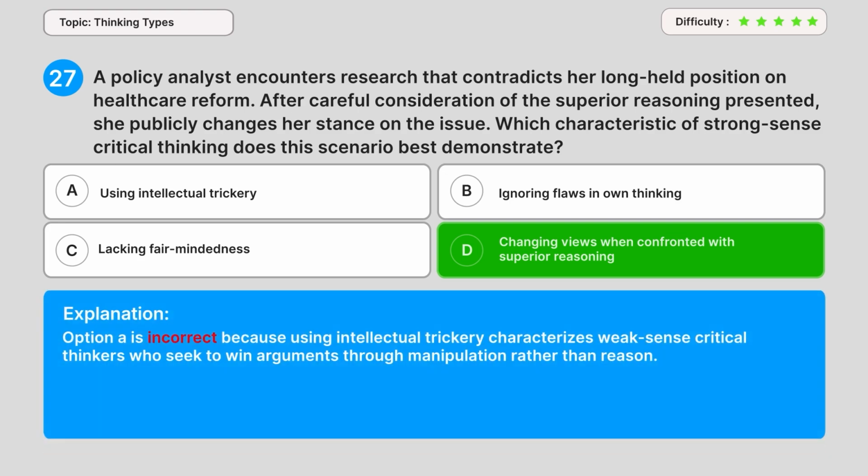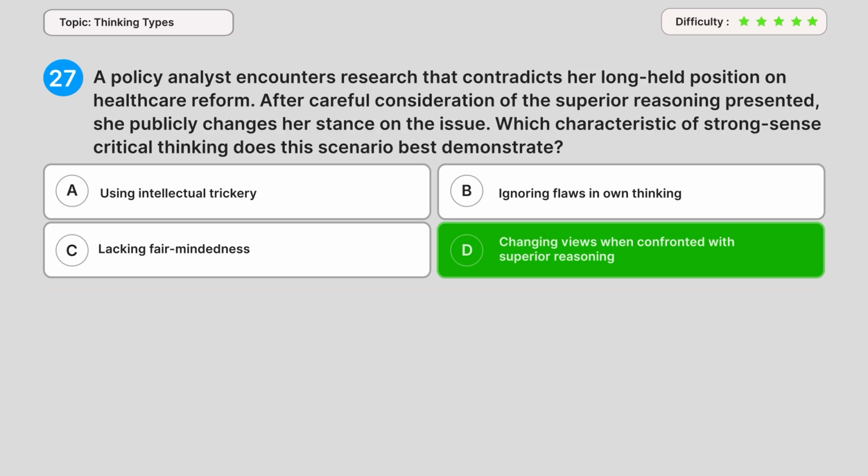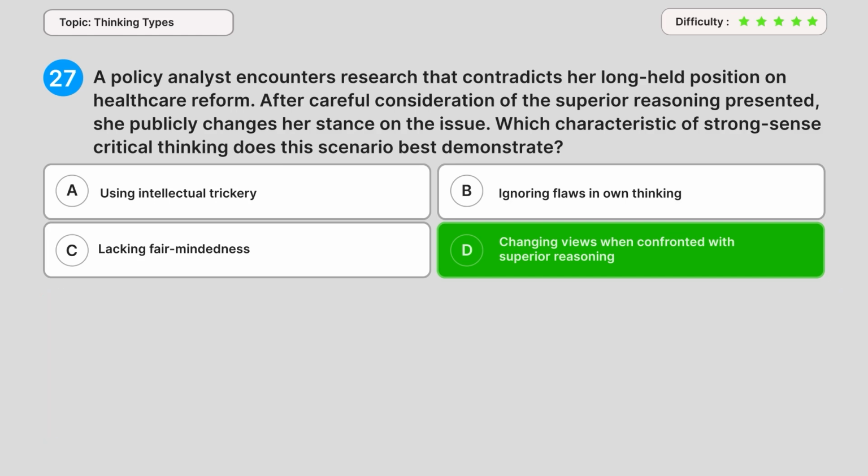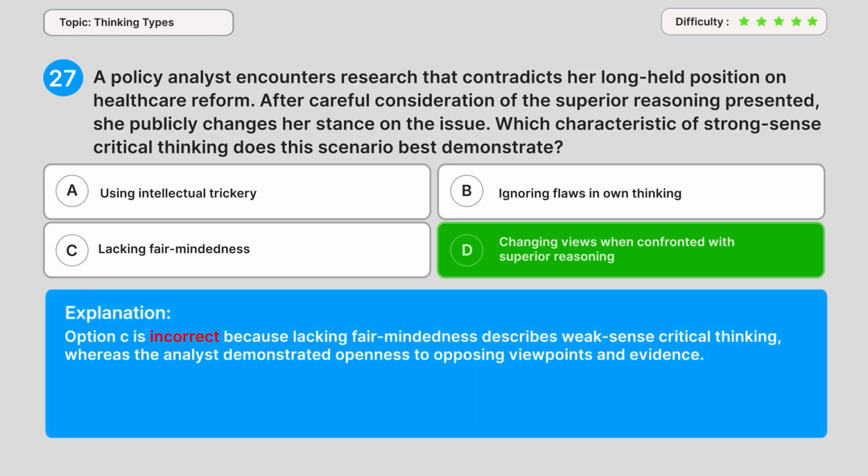Option A is incorrect because using intellectual trickery characterizes weak sense critical thinkers who seek to win arguments through manipulation rather than reason. Option B is incorrect because ignoring flaws in one's own thinking is a characteristic of weak sense critical thinkers, not the thoughtful analyst. Option C is incorrect because lacking fair-mindedness describes weak sense critical thinking, whereas the analyst demonstrated openness to opposing viewpoints and evidence.